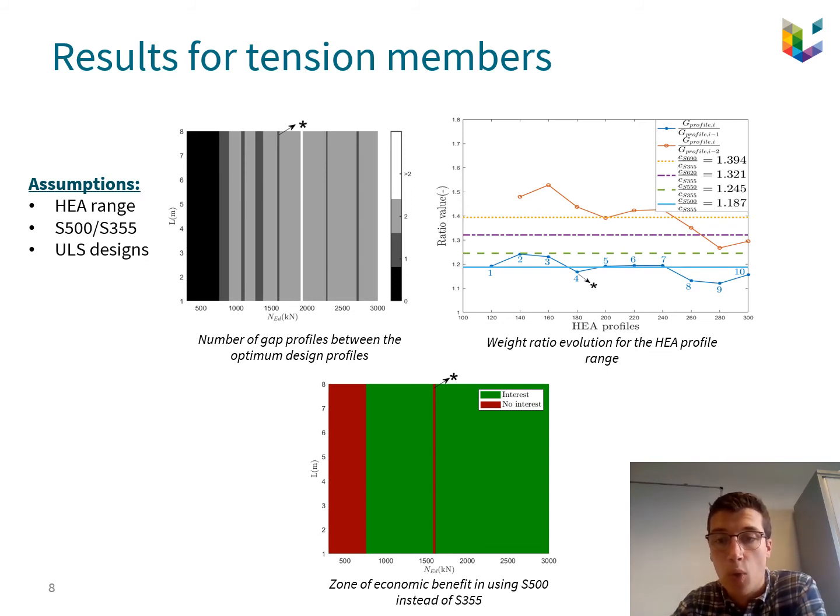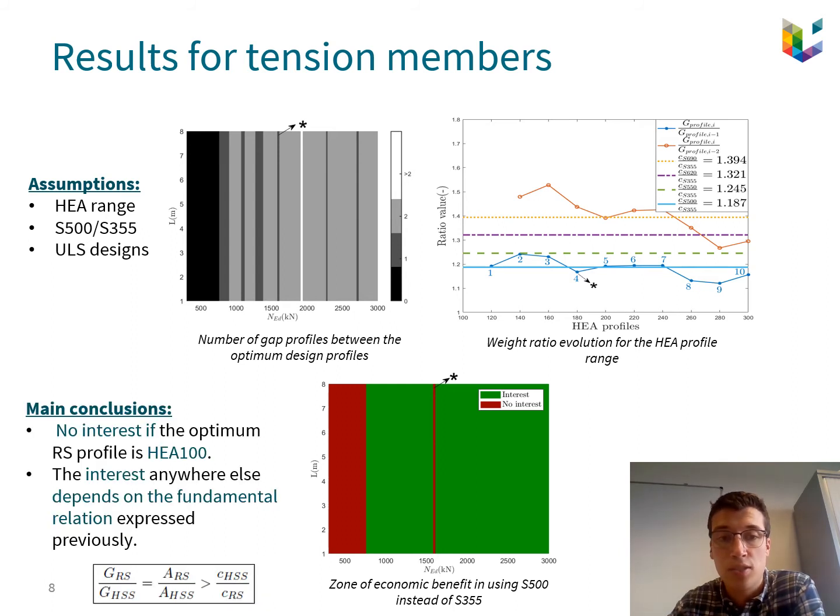in which there is one gap profile, but the corresponding ratio is below the relative cost, so there is no interest. As a conclusion, there is no interest if the optimum regular steel profile is HEA 100, and the interest anywhere else in the domain is dependent on the fundamental relation expressed previously.